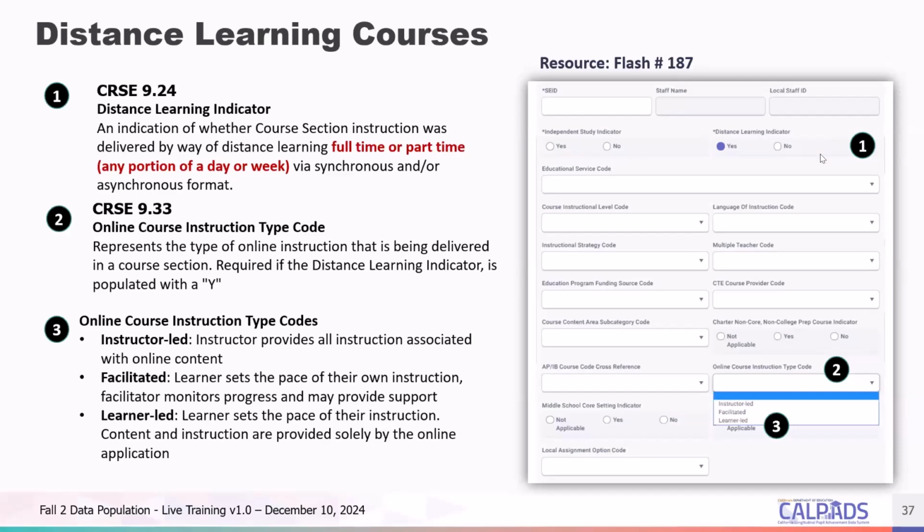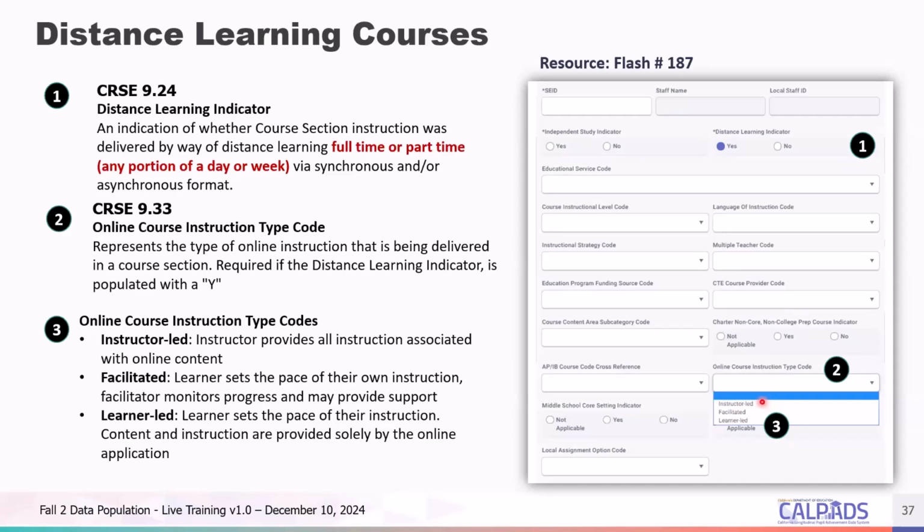And then the online instruction type code, that's the field labeled 2 here, represents the type of online instruction being delivered in a distance learning context. And this is required if the distance learning indicator is populated with a Y or with a yes. And there are 3 different online course instruction type codes, and the 3 options are labeled with 3 on the screenshot on the slide here.